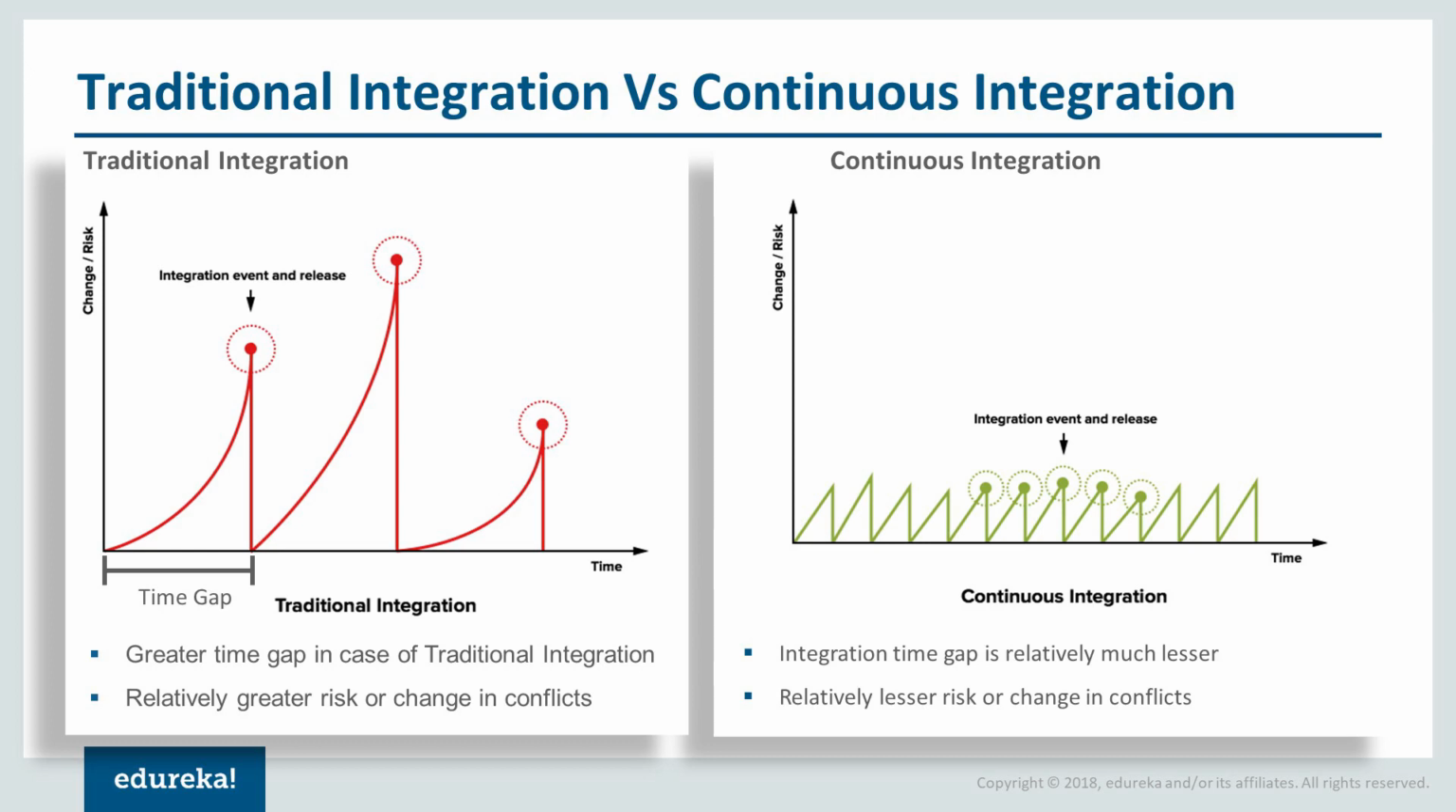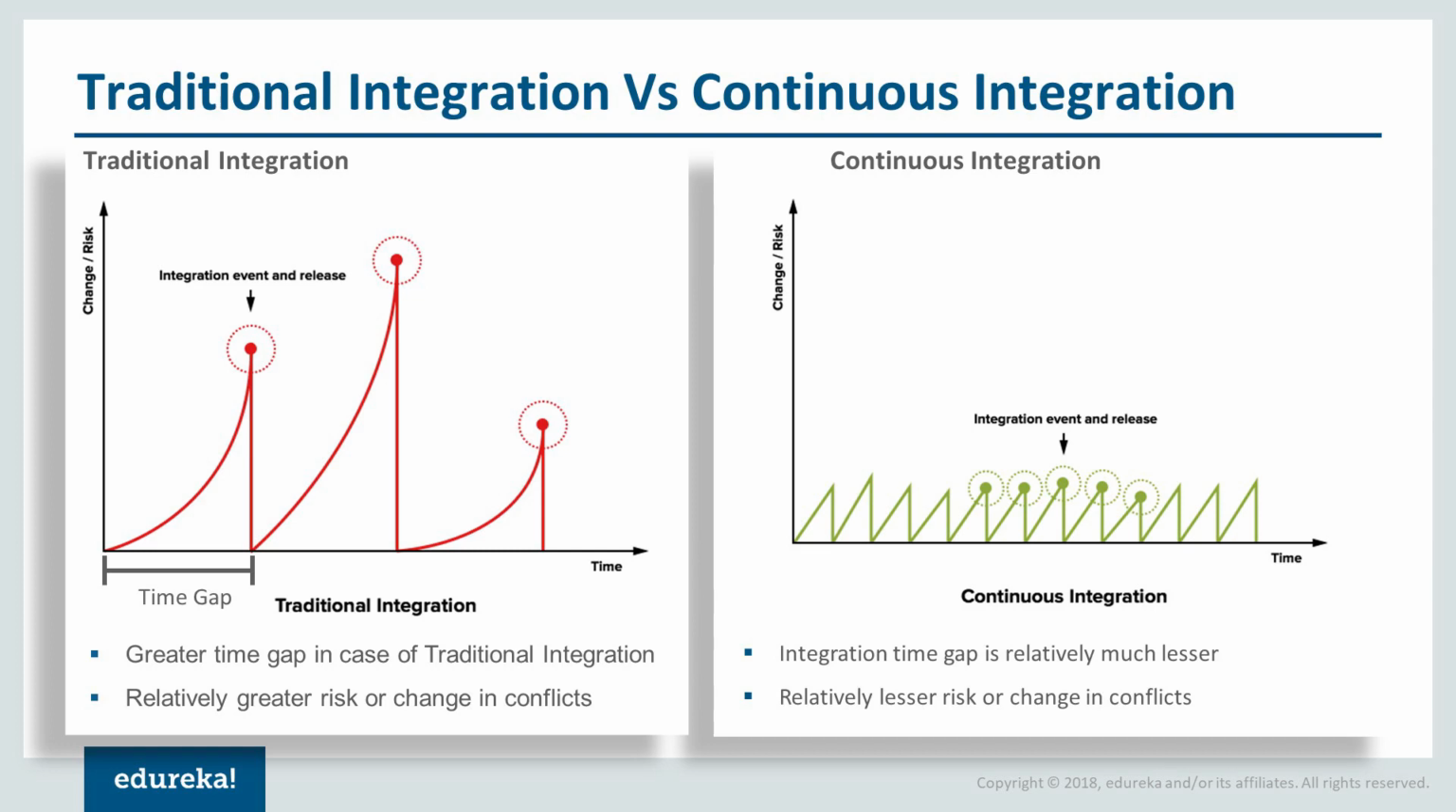And of course, because of this time gap and the high amount of change which has been put into that single release, there is always a relatively greater risk of change conflicts. So there is always a chance of failure when you're deploying your code onto the production machines or any machines for that matter.